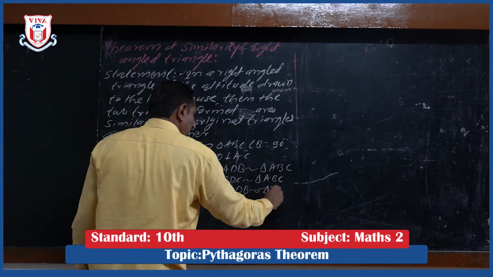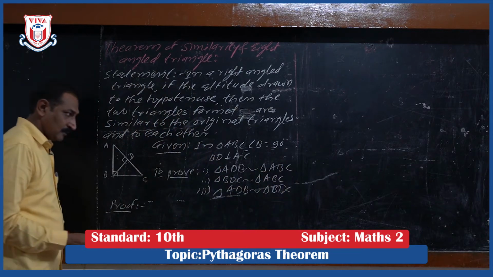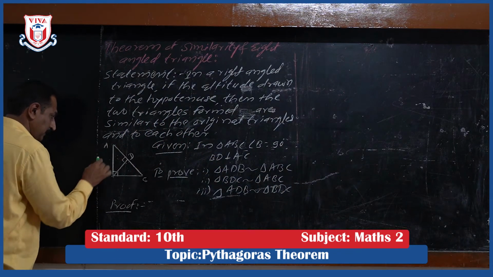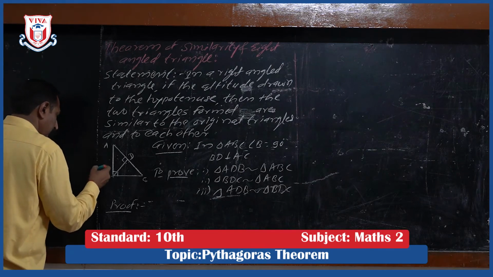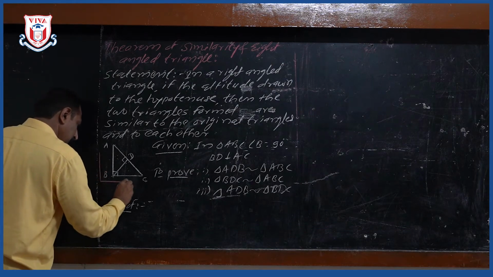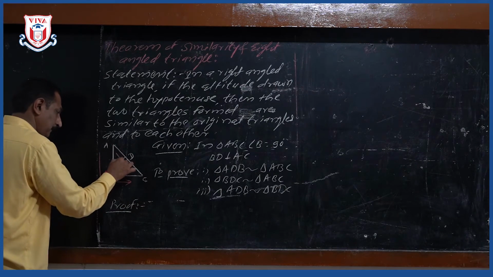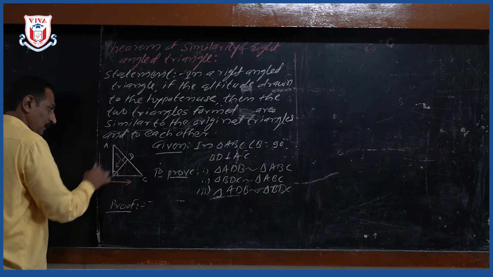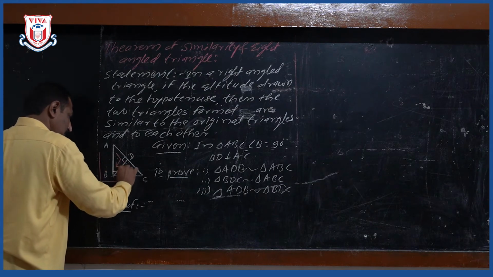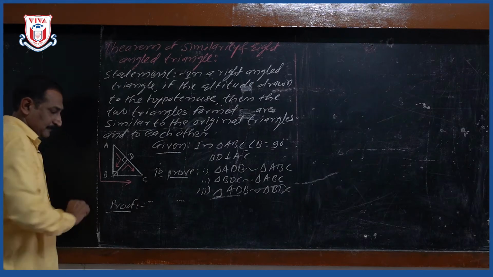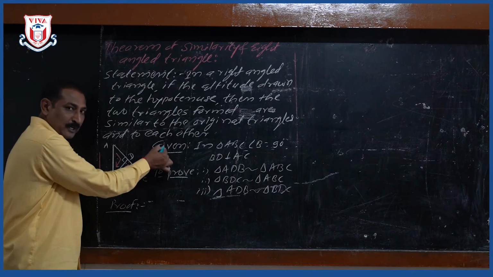triangle ADB is similar to triangle BDC. From the figure, the original triangle ABC, you mark it in this way: this triangle is similar to triangle ADB, and again this original triangle is similar to the remaining triangle BDC. Understand? This is the given and to prove.